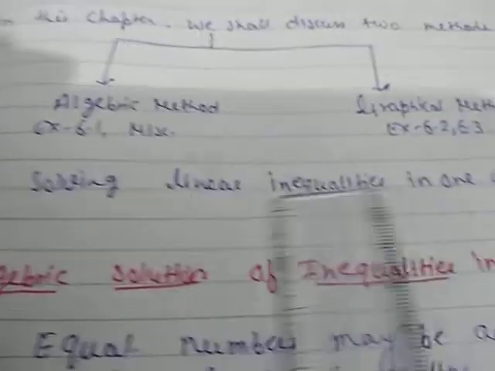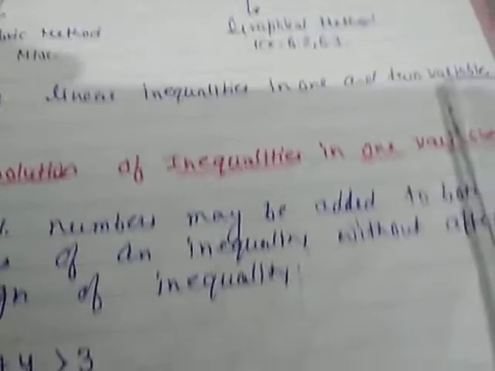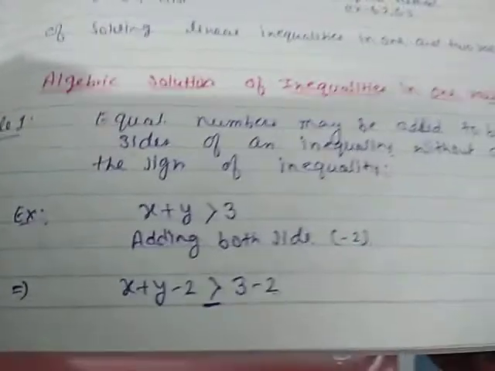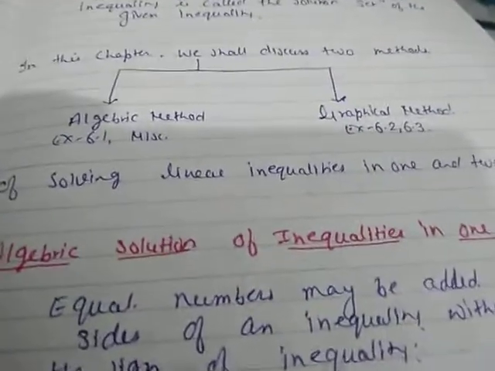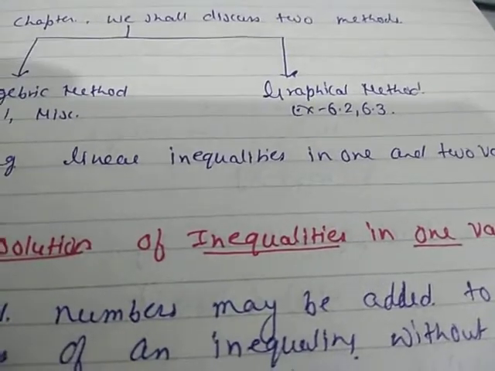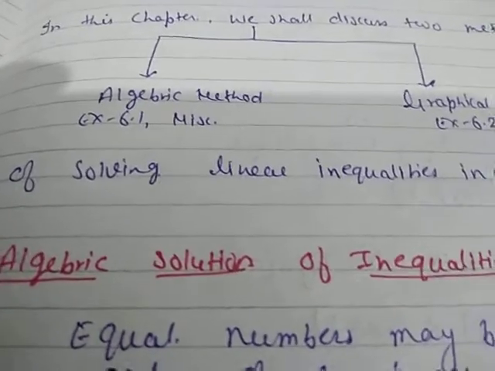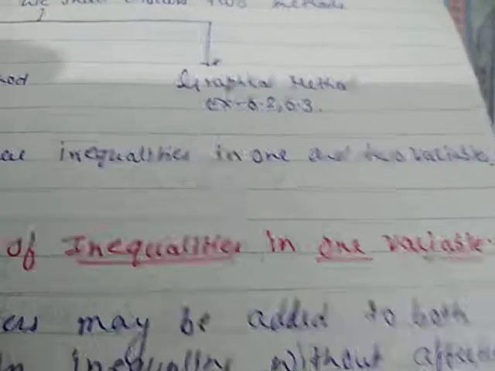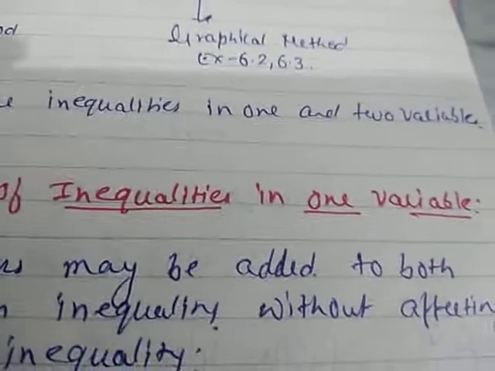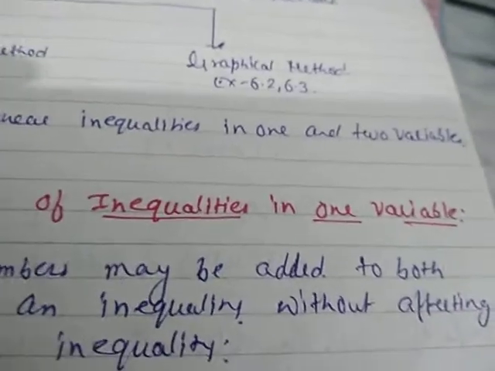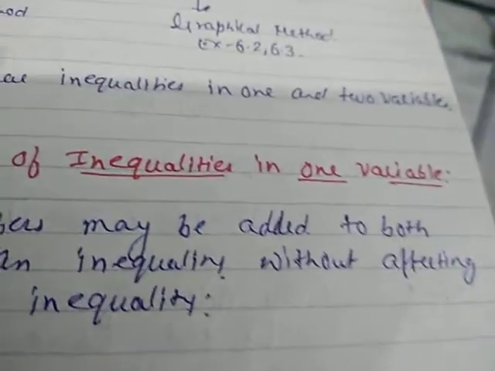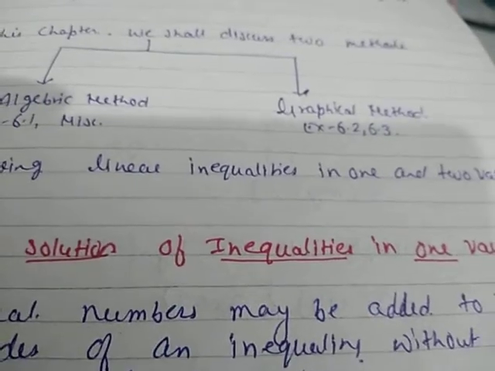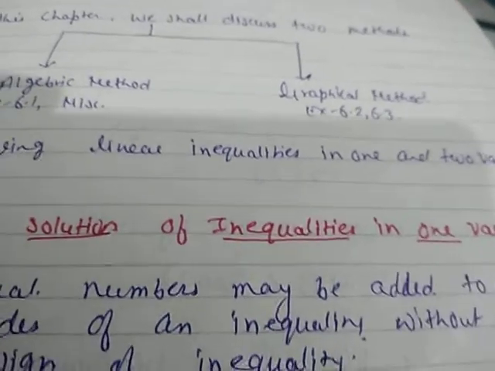In this chapter, linear inequalities in 1 and 2 variables are discussed, and to solve the linear inequality there are two methods. The first is algebraic method and the second one is graphical method. Algebraic method is in exercise 6.1 and miscellaneous, and graphical solution is 6.2 and 6.3. Now children, all the questions of exercise 6.3 are very important for your exam, and these concepts are utilized in standard 12th also, so you have to do it very carefully.